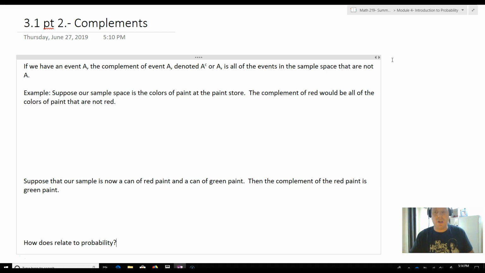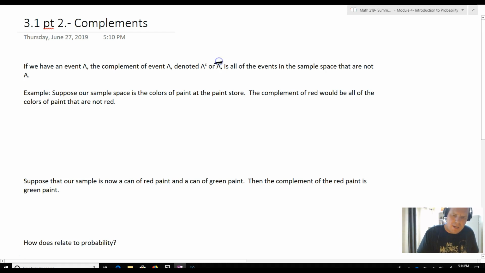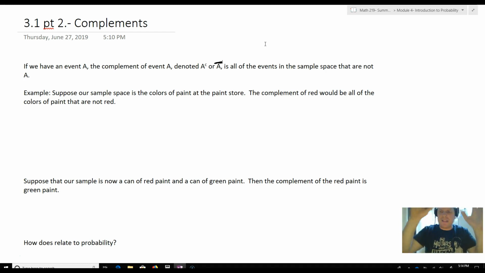So this next one is called complements. Let's say, for example, we have an event A. The complement of the event A, denoted as A complement or A bar, is all of the events in the sample space that are not A. Okay, so this idea of sample space is very important from this perspective. We have the sample space, and then we have something that has this kind of quality, and then its complement is going to be everything that is not that quality.